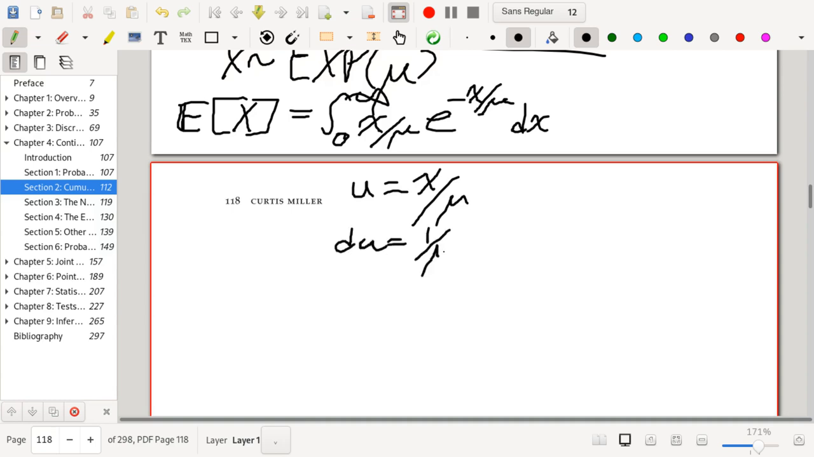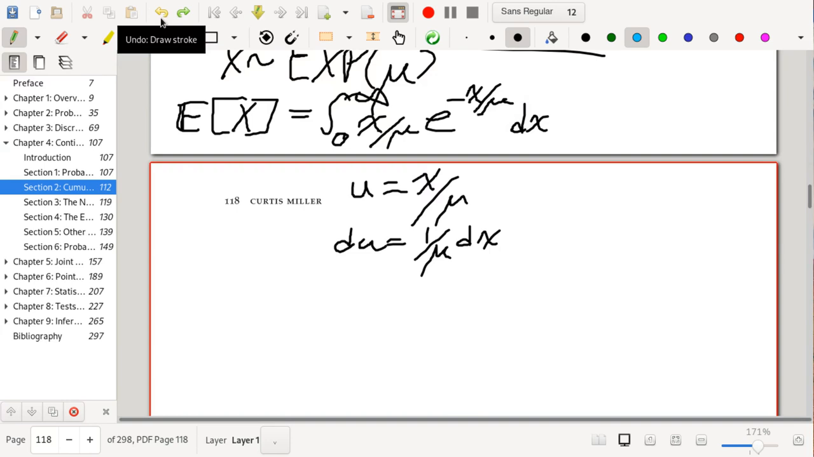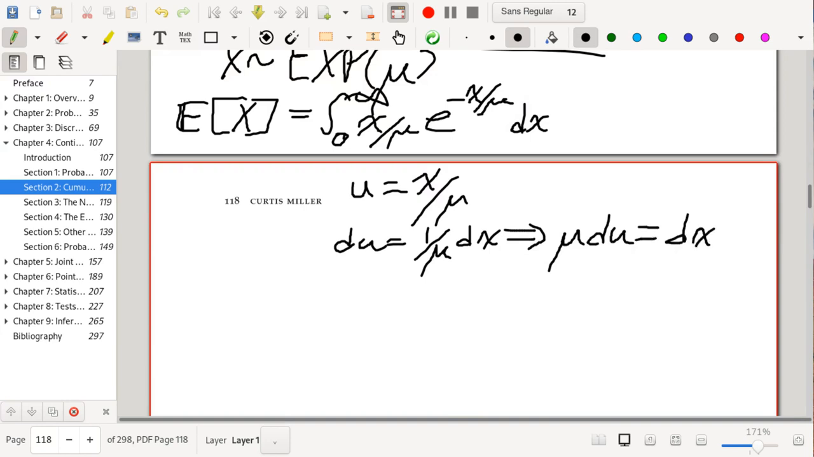suggests, notice that what we could possibly do is try to group a 1 over mu with the dx, but unfortunately, that x over mu is already accounted for by a u. So we don't want to do that. What we could do instead when doing this change of variables is say that mu du is equal to dx. All right, so which means that this integral is going to become mu integral du.